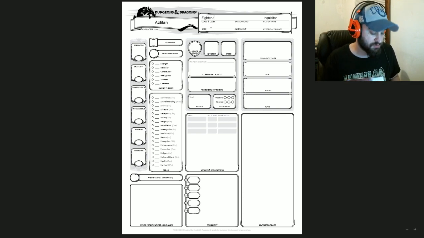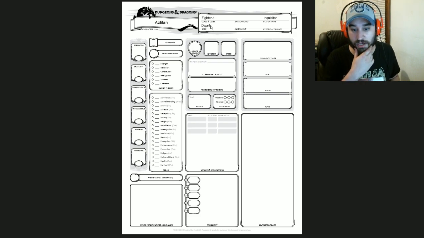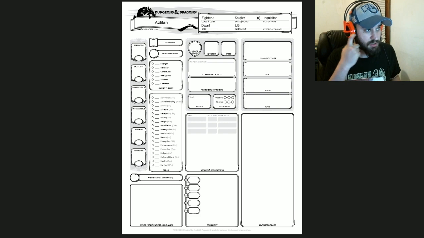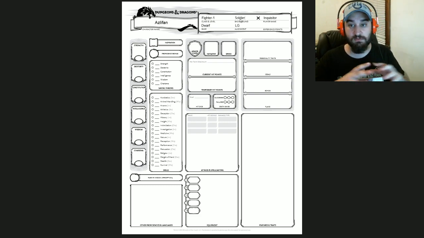The race, we chose dwarf. Oops. Yeah, dwarf. Alignment, I chose for my first character lawful good. So LG for lawful good, and no experience points right away. The background, I didn't choose a pre-made background, but let's do it right here, and let's go ahead and put soldier, just like that.